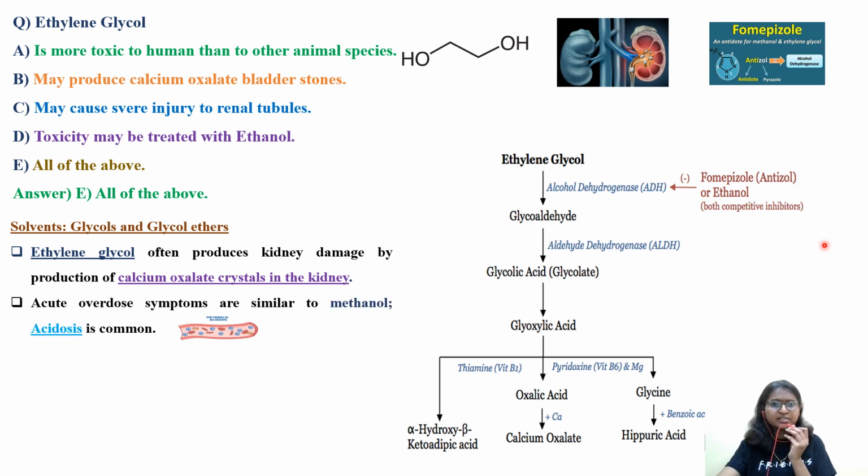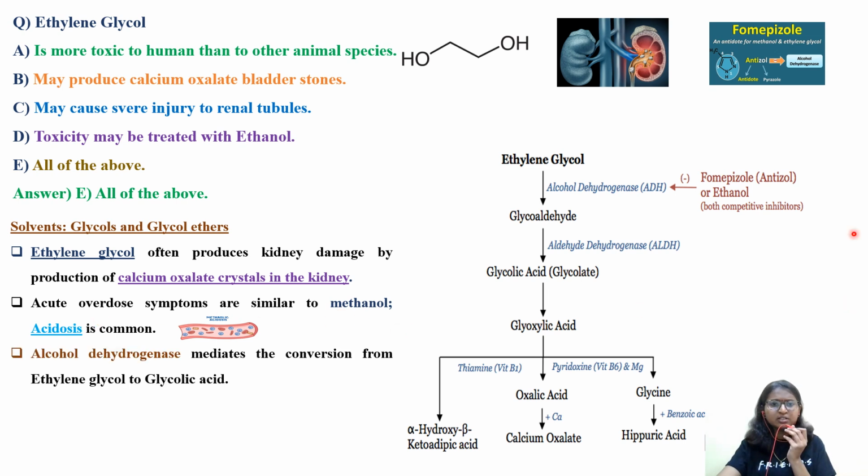Next, the acute overdose symptoms of ethylene glycol are similar to those of methanol. So whenever you are reading about ethylene glycol, you also have to read about alcohol toxicity. Both glycol toxicity and alcohol toxicity go together. And acidosis is common to both methanol toxicity as well as ethylene glycol toxicity.